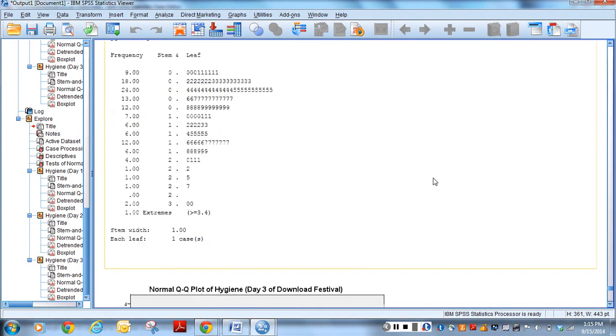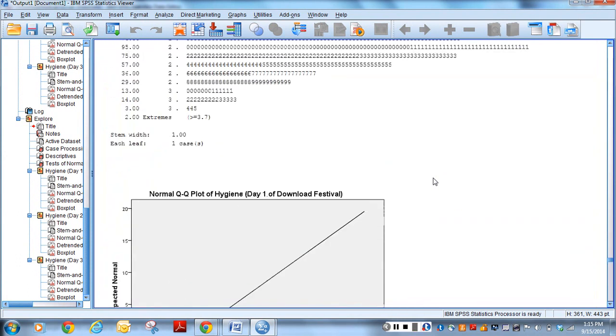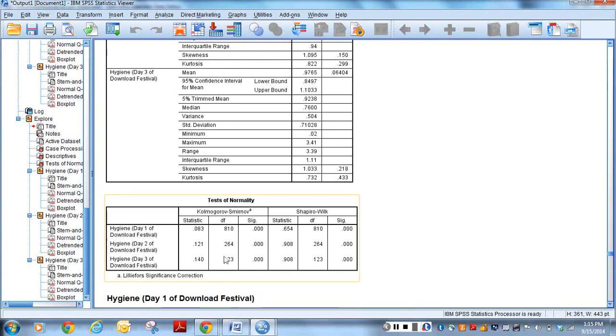Sometimes you have to kind of dig around for your output. Here it is, right here. Perfect. So we have our test of normality. This is our 810 sample size. This is our 264 and 123.